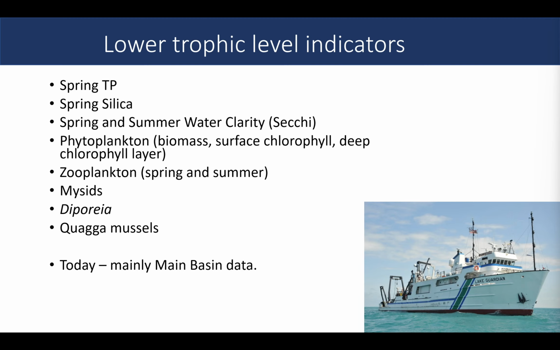So we're going to go through lower trophic level indicators, mineral nutrients, TP and silica, also spring secchi and chlorophyll, also phytoplankton from UNREVI at University of Duluth, zooplankton from our group, as well as mysid shrimp, and then dreissenid and quagga mussels from the group at Buffalo State who do benthos.